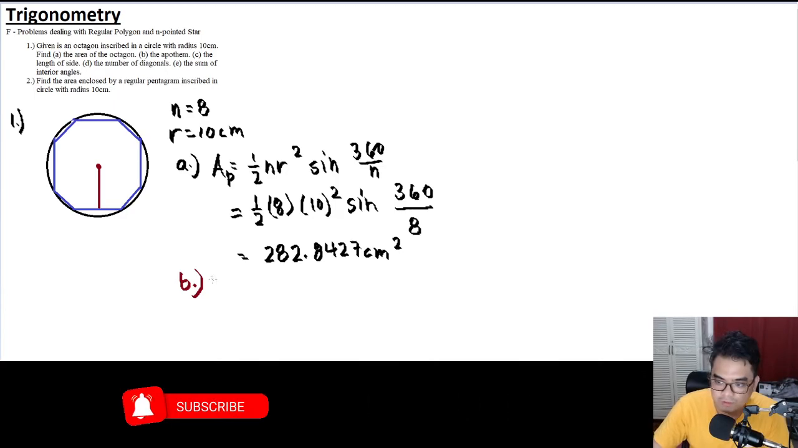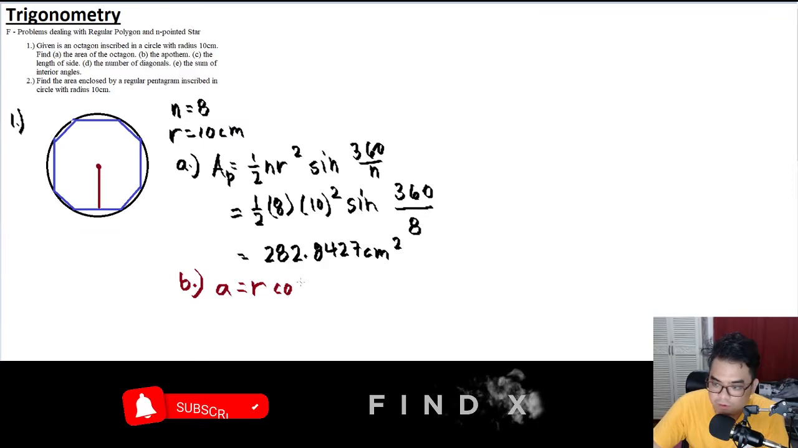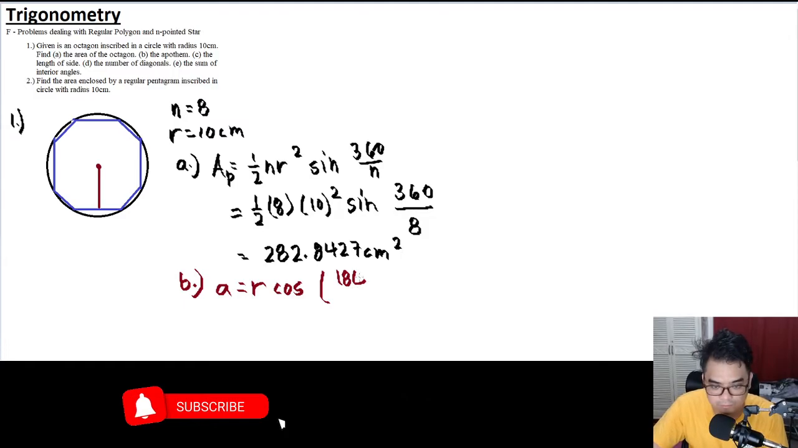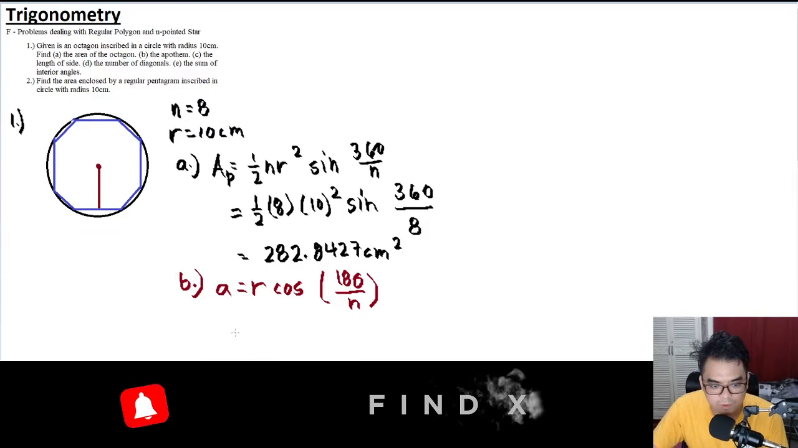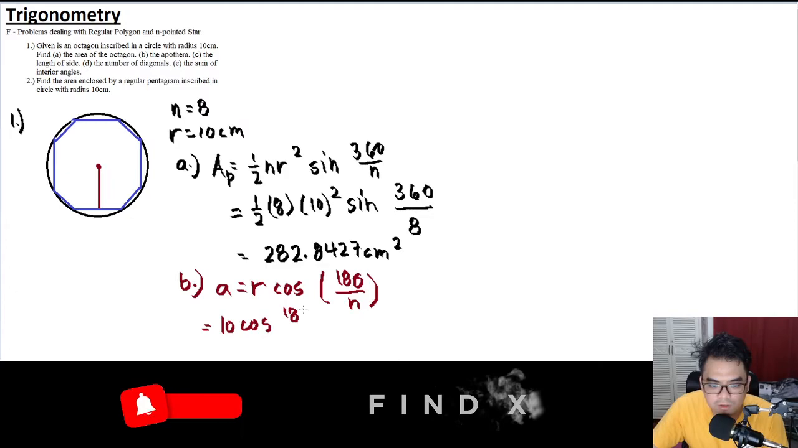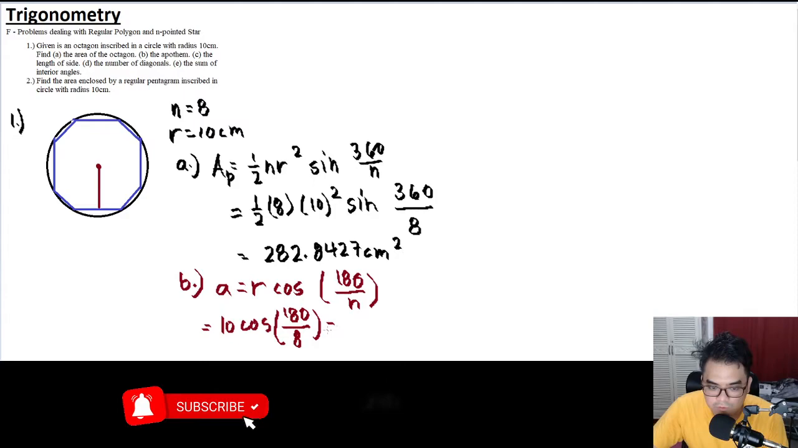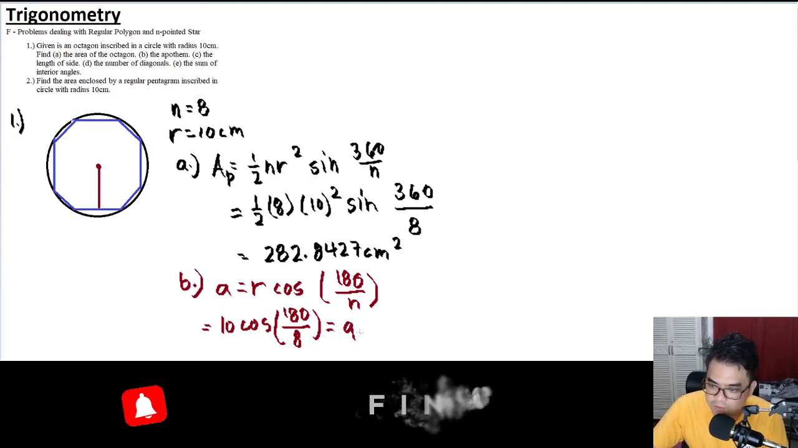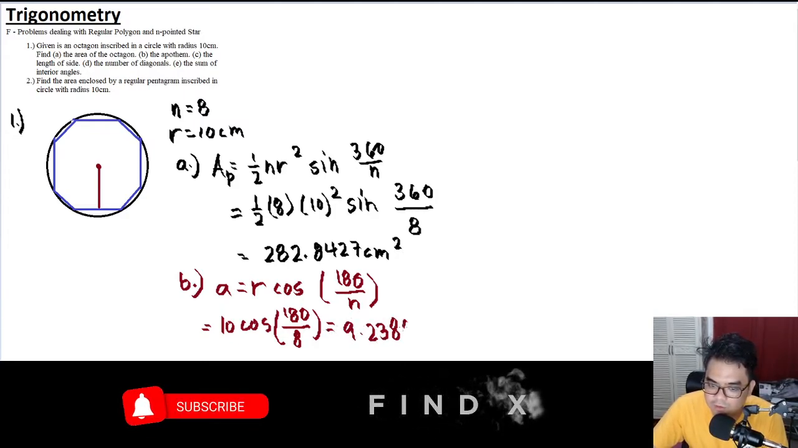So the formula for that is simply a is equal to R cosine 180 over n. So if you do that, R is 10, and cosine 180 over n, which is 8. So the answer for that apothem is 9.238 centimeter.